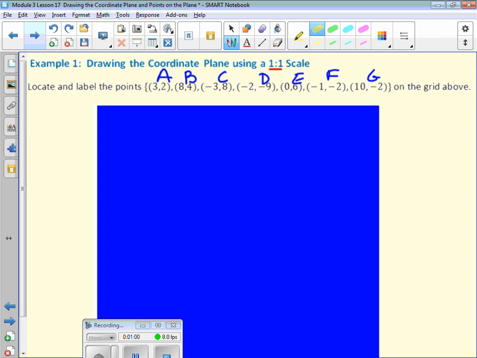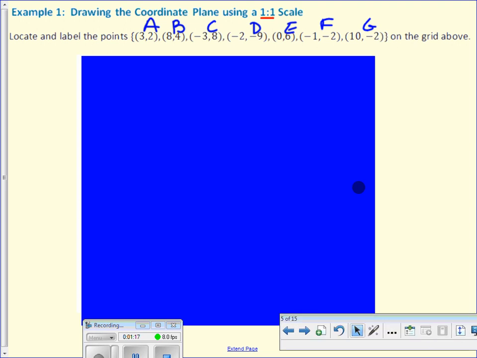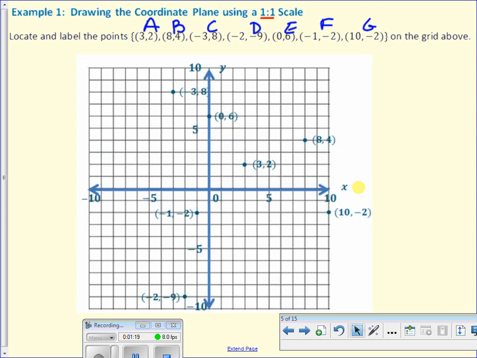Okay, then you had to plot the points on your x and y axis. I said if you wanted to label your points, A, B, C, D, and E, F, and G, to make it easier, you may do so, and you could do that on your homework too. So let's take a look at your answers.